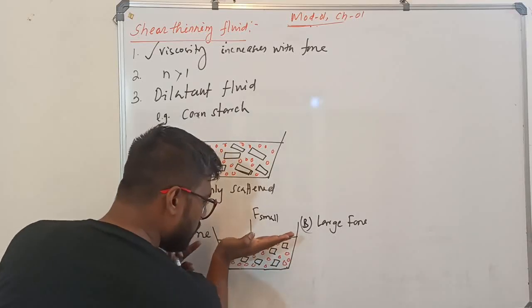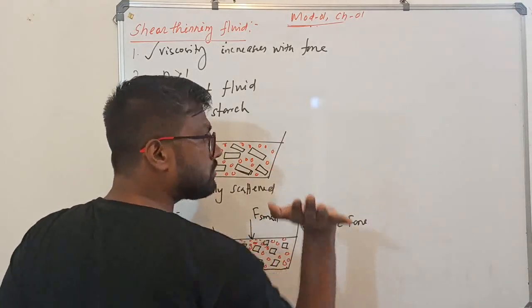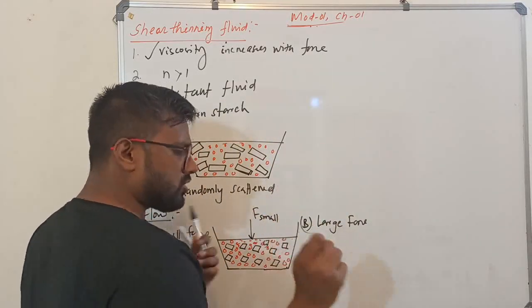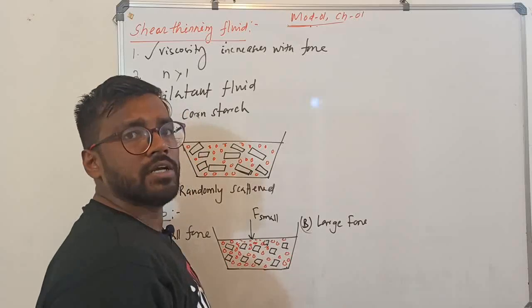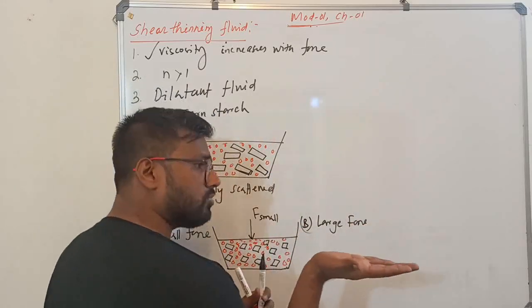The solid blocks will come to the surface, and they will resist the force. Hence viscosity increases. So with a cornstarch solution, if you take a hammer and hit it, the hammer also will bounce back, because it will offer you that much resistance.